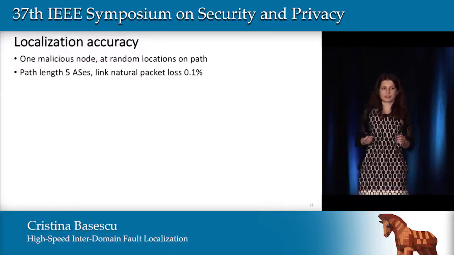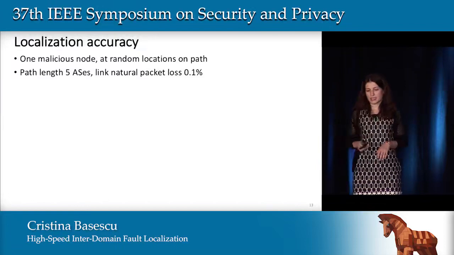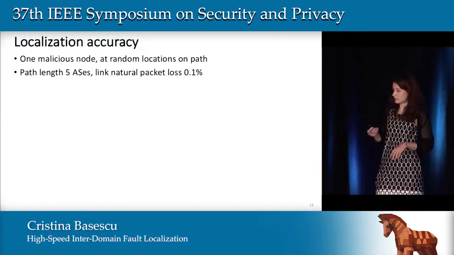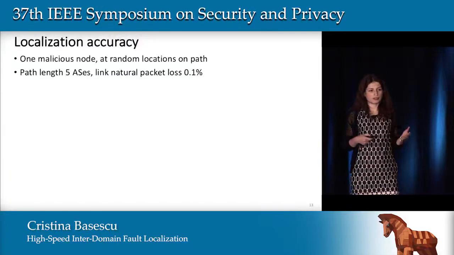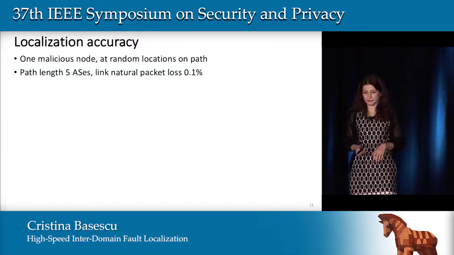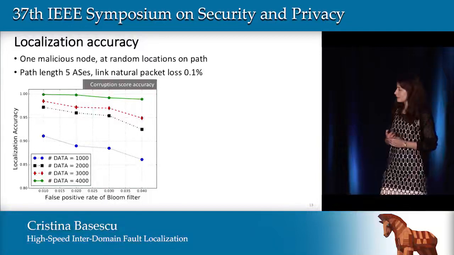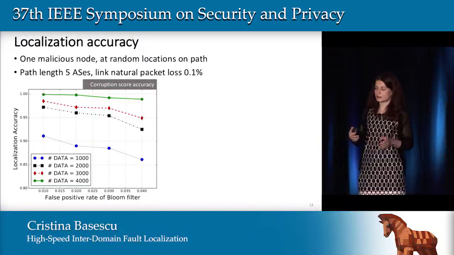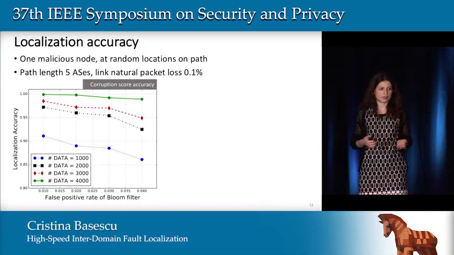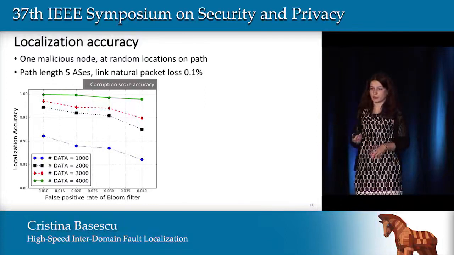Well, we first simulated scenarios to see how accurate the scheme is, and that's because it's a probabilistic scheme. We have one malicious node at random locations on the path. I will present here a path length of 5 ASs, which is the average path length in the internet. On the x-axis, you see the false positive rate of the Bloom filter. Higher values of the false positive rate mean we have lower storage, but there's a higher chance of collisions, and so the scheme is less precise. And on the y-axis, there's the localization accuracy, where higher is better.